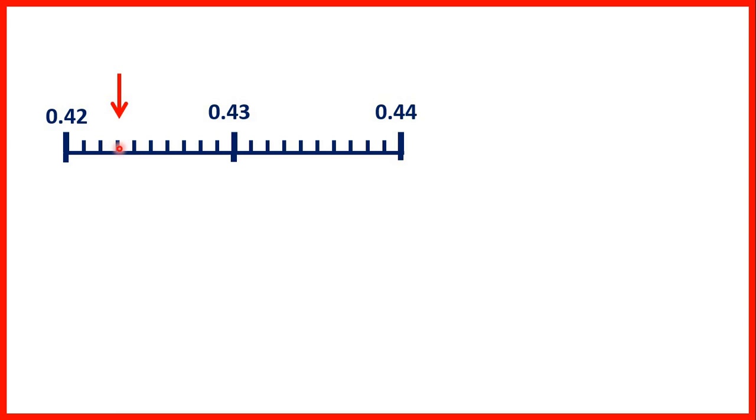So what number is the arrow pointing to here? Well, it's 3 lines, so 3 thousandths after 0.42, so that's 0.423.